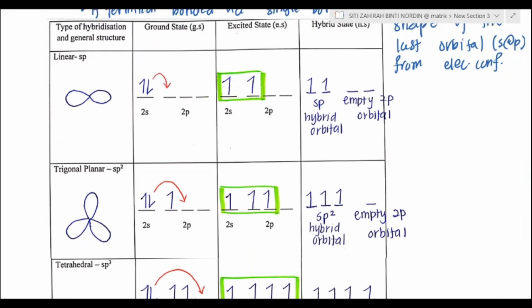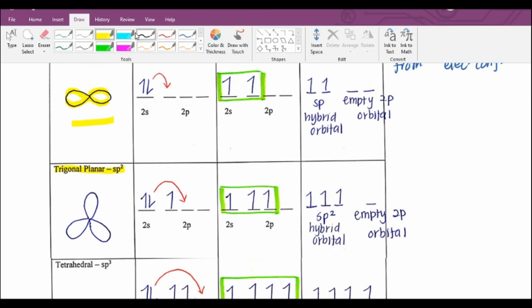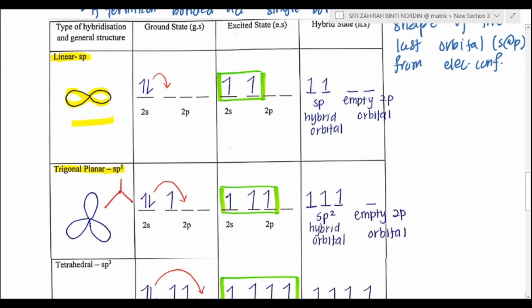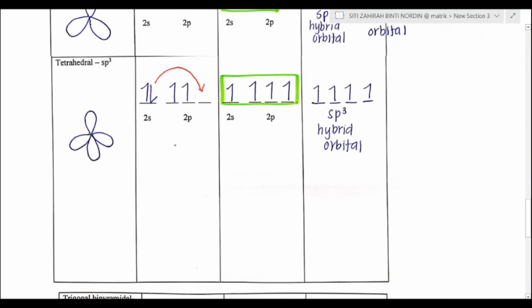Then you just have to remember that linear. So if your type of hybrid is sp, then it would have linear shape. So this is the shape of it, which is a straight line. So if sp2, that would be trigonal planar, because trigonal planar you draw it like this, right? Okay, so if you want to draw the orbital overlap, we're going to draw a loop. Okay. So sp3 would have tetrahedral molecular geometry. So remember that the tetrahedral has a shape like this.